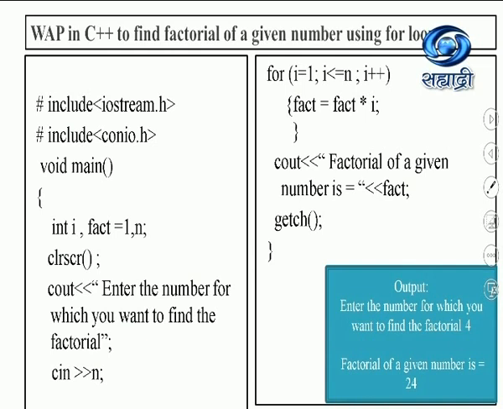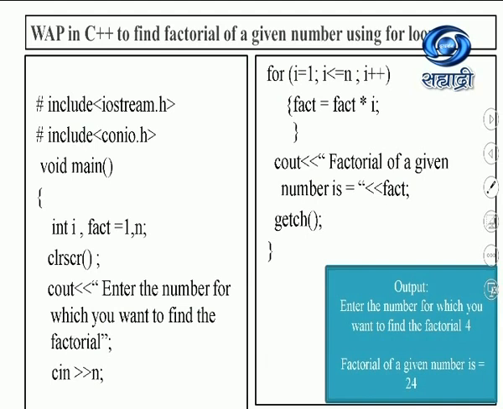So here again iostream, conio and void main, as they always are. Then I have taken these variables i, fact, and fact is equal to 1. It is an integer type, and a variable n. Now if you see this, enter the number for which you want to find the factorial. So n is the number for which I want to find the factorial. I have taken an example, 4.